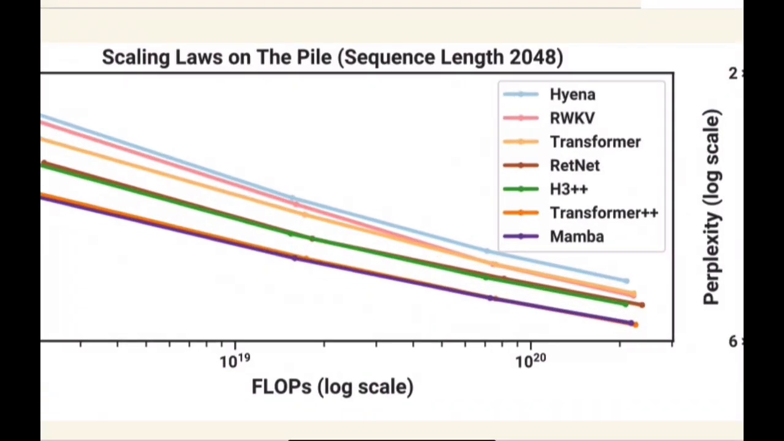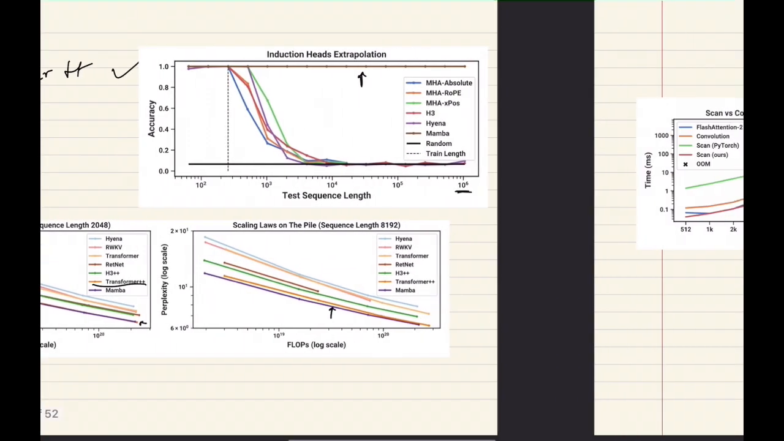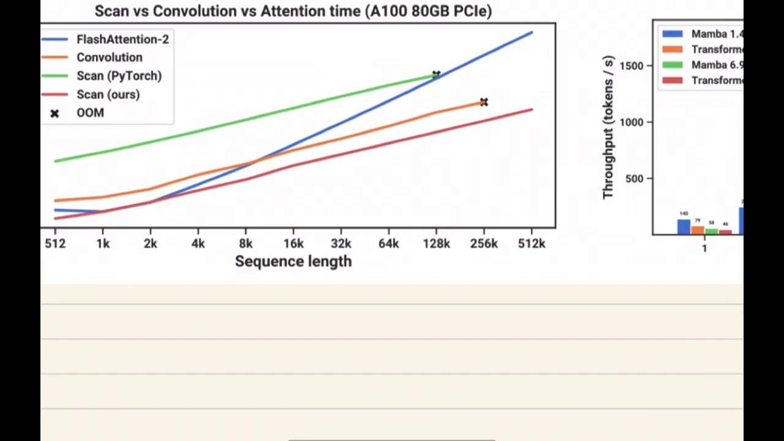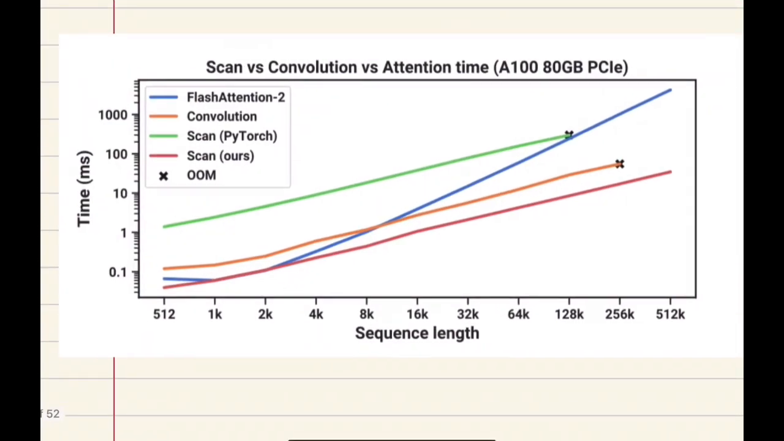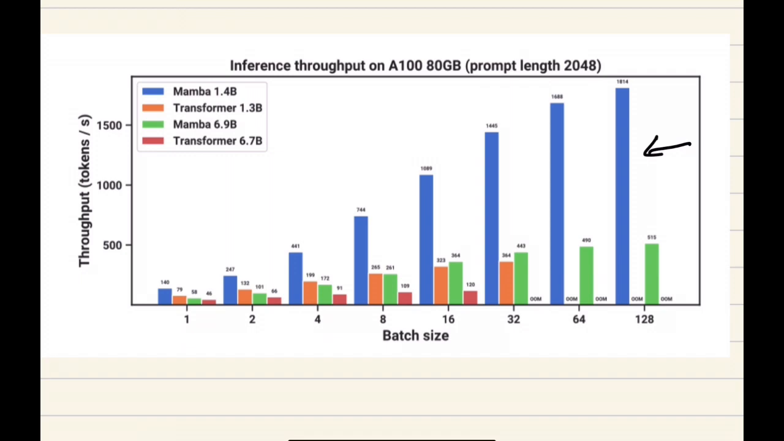We can also see it's one of the first models to beat Transformer++, which is right here, and right here in terms of perplexity, which is very impressive and something people have been trying to do ever since Transformers came out. And we can also see the scan versus convolution and attention time compared to Flash Attention 2, which is a state-of-the-art implementation of attention. And here is the scan and their scan. And this is the throughput, which is just exceptional.